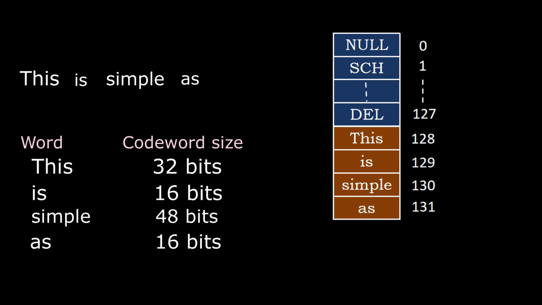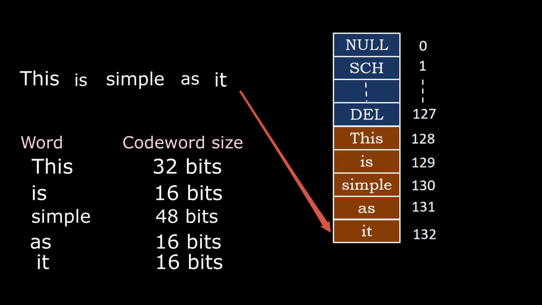Then the next word is "it". On receiving the word "it", it will search the character set. As the word "it" is not available in the character set, the 8-bit index used for representing the letters I and T will be transmitted separately. Hence the encoder uses a 16-bit code word for representing the word "it". The word "it" is stored in the dictionary with index 132.